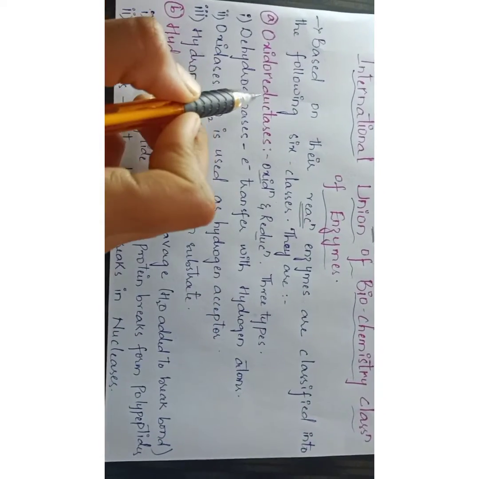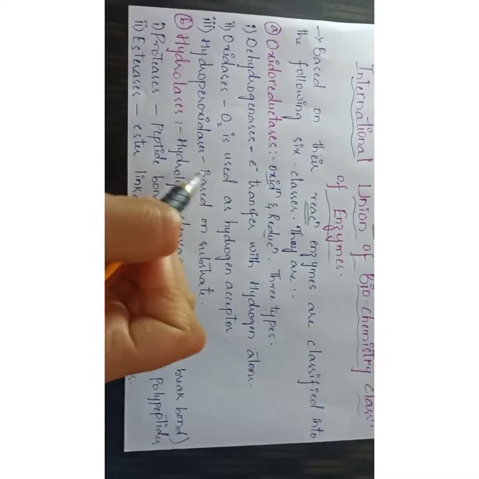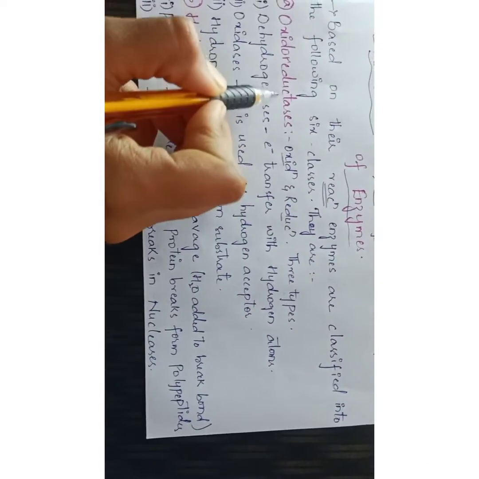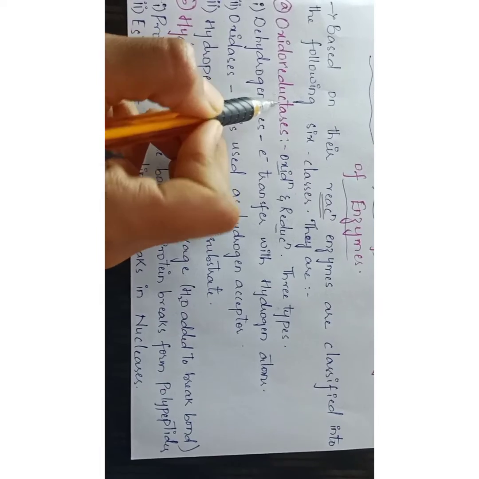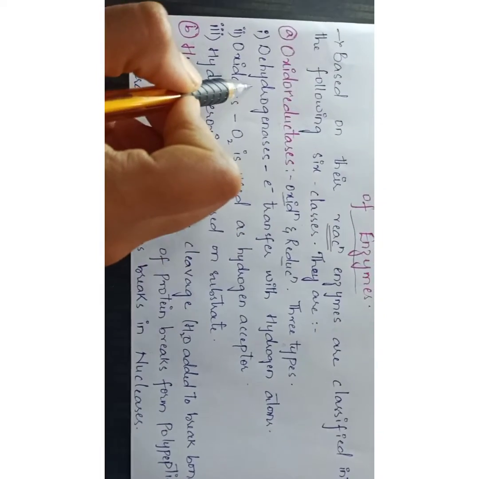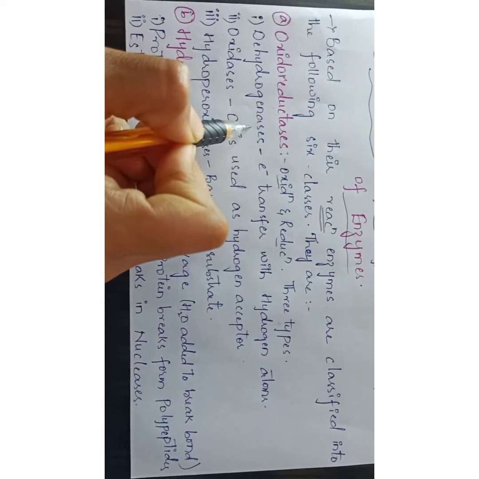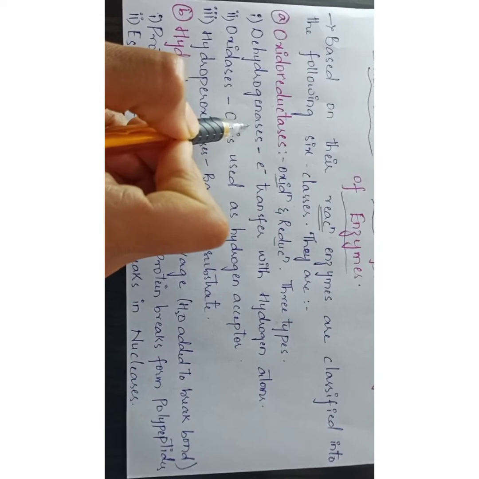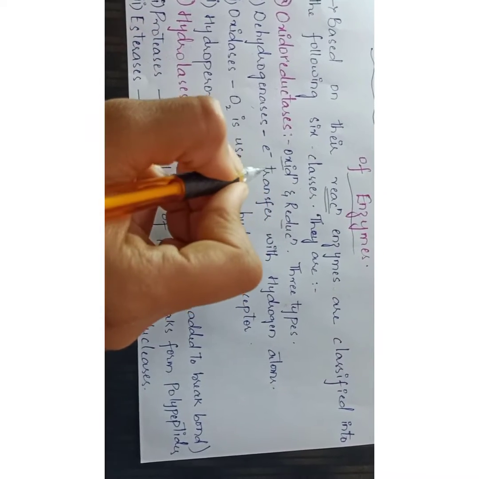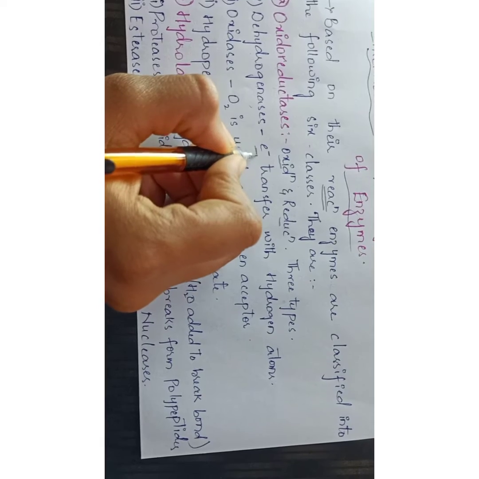These oxidoreductases are again of 3 types. This is the first class, and oxidoreductases are further divided into 3 subtypes. Those are dehydrogenases. Dehydrogenases are a type of enzyme that transfers electrons.